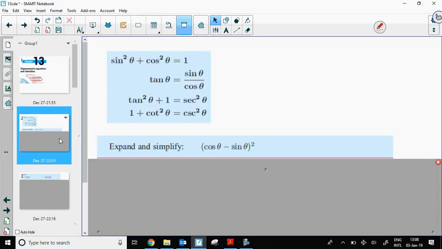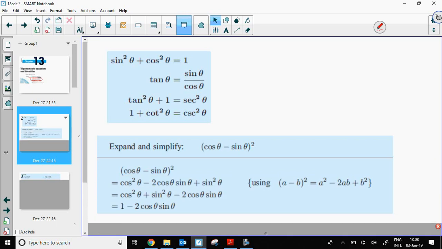Okay, let's jump in. So here again, we've seen these identities before. Let's just use them real quick to expand and simplify. What are we looking at here? We're looking at a binomial that we need to square. So this is (a minus b) squared. We know how to do that, right? It's going to be a squared minus 2ab plus b squared. That's what we got here.